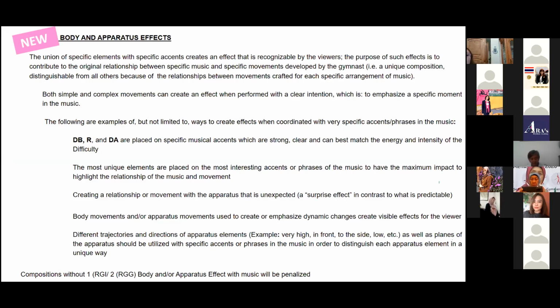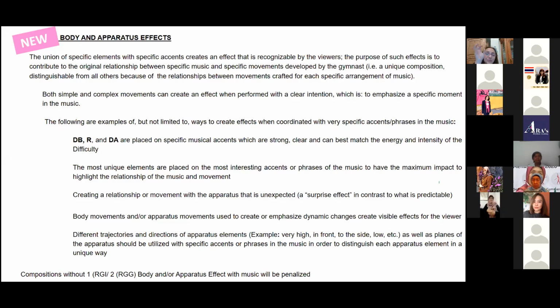Now, we are requiring the body and apparatus effect. This is specific elements with specific accents, creating an effect recognizable by the spectators, by the viewers. The purpose of such effect is to have an original relationship between the music and specific moments, to have a unique composition, to identify it from all the others.